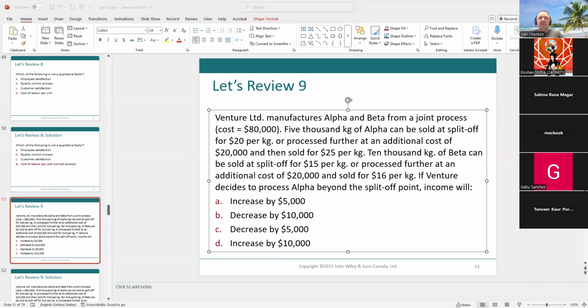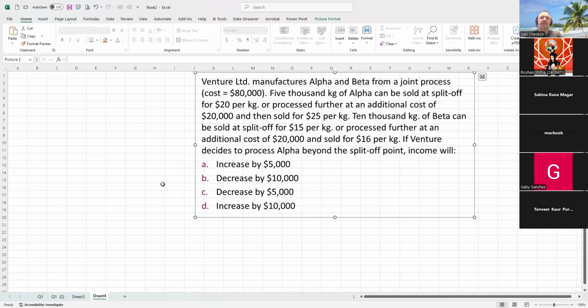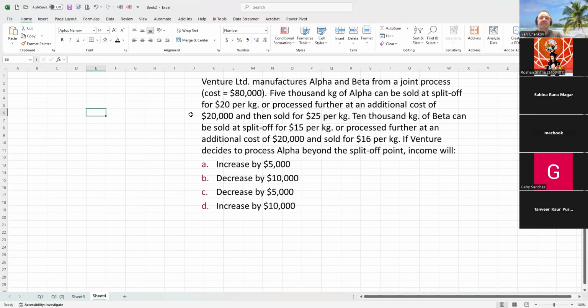Let me flip it then to the Excel spreadsheet, and let's see what we're going to do there. Okay, I'm ready to share my screen. Can you guys see the question? Yes.